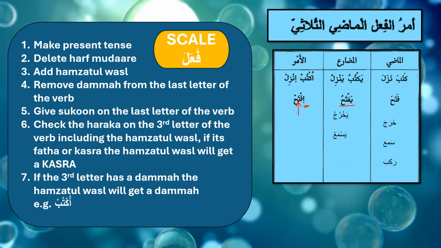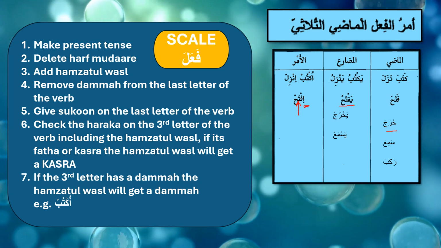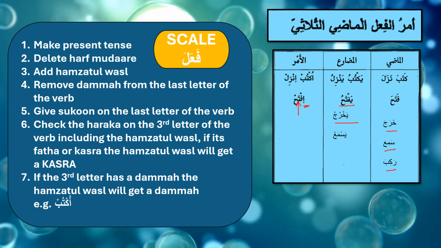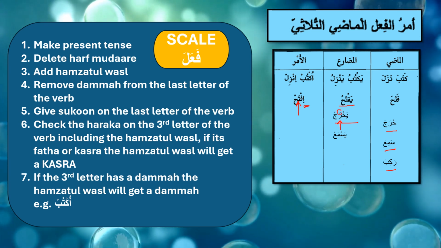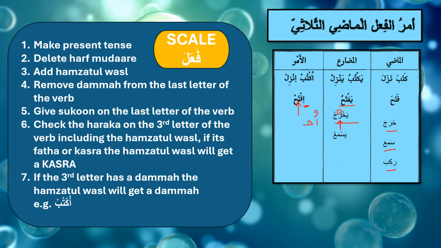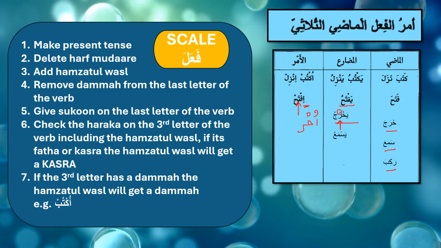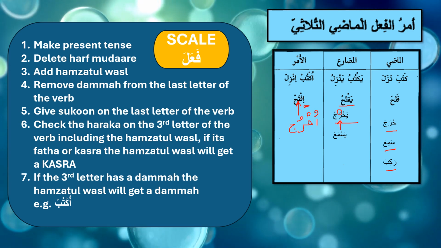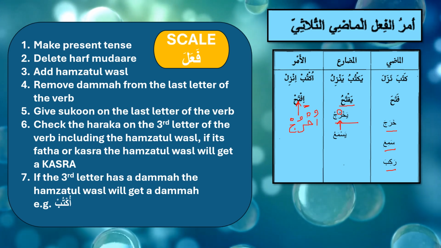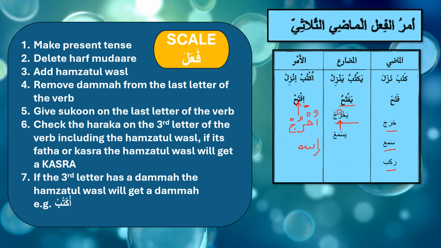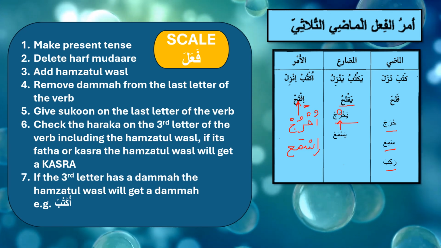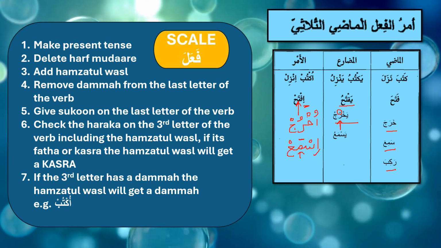And now here I have given more examples as kharaja, sami'a, rakiba. So in this case, from kharaja we have yakhruju. And if you check the third letter, we have a dhamma. So our command verb will have a dhamma on the hamzatul wasl. It will be ukhruj. And you follow the four steps and remove the dhamma from jim and give a sukoon. Ukhruj. From sami'a you will form isma. So now you know why it is having a kasra on the hamzatul wasl, because we have a fatha on the third letter and we give a sukoon on the last letter.